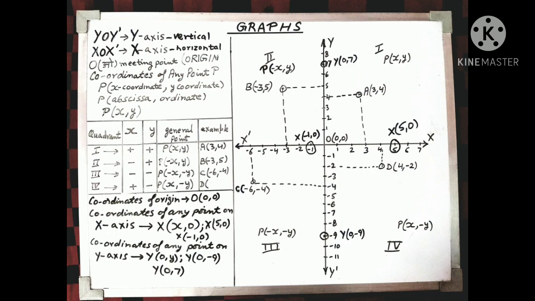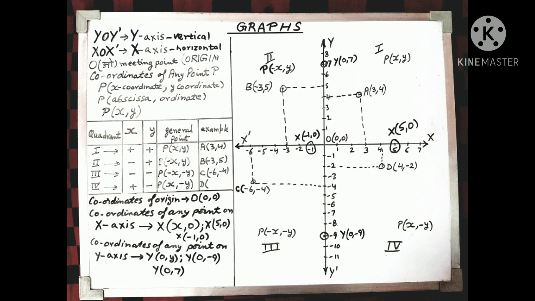In this system, as you can see, we have two perpendicular lines which are meeting at point O. This point is known as the origin and these two lines are known as axes. The vertical line Y'OY is known as the y-axis and the horizontal line X'OX is known as the x-axis. As I told you, O is the meeting point, known as the origin.